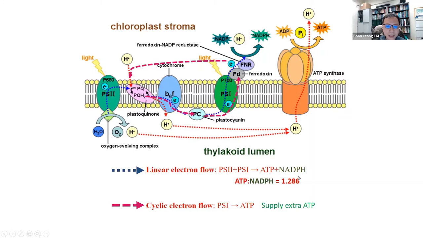There is also a cyclic electron flow. The cyclic electron flow does not involve photosystem two, but just goes around and around and generates the proton gradient such that it can drive ATP synthesis. So the cyclic electron flow just supplies extra ATP.